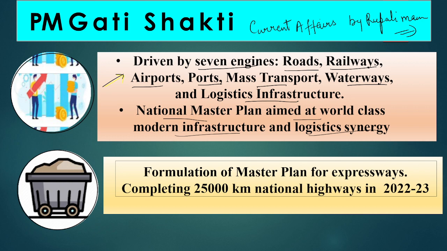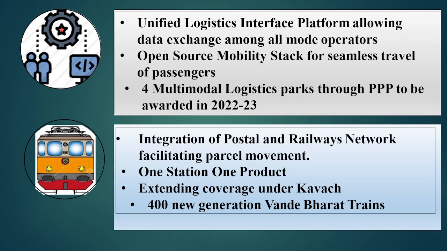If I talk about the formulation of Master Plan for expressways, there would be a formulation of Master Plan for expressways and completing 25,000 kilometers of national highways in 2022-23. Just now I have told you. Apart from this, there would be a unified logistics interface platform allowing data exchange among all mode operators, and an open source mobility stack for seamless travel of passengers.